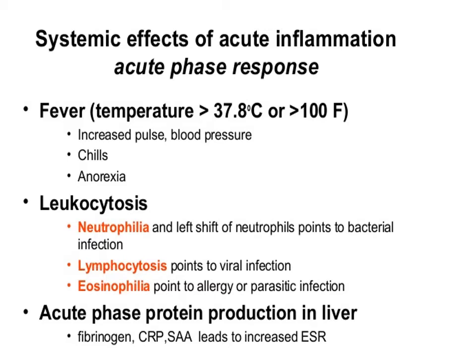And fever will cause tachycardia, right? Increased pulse, increased blood pressure, the chills, anorexia, all those symptoms we just went over. It can also cause a leukocytosis. Leukocytosis is another word for increased white blood cell count. Neutrophilia, elevated neutrophils, as the portion of the elevated white blood cells is mostly, say, neutrophils, that would be in the setting of a bacterial infection.